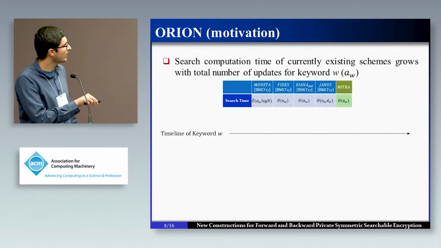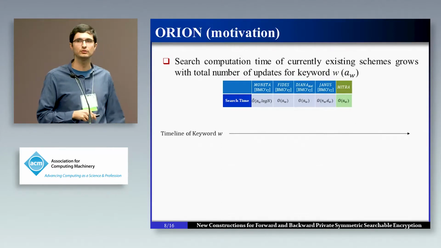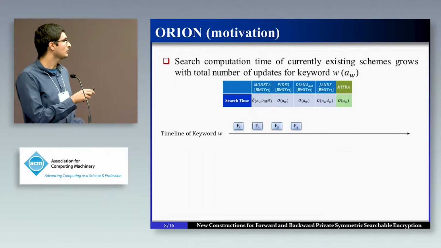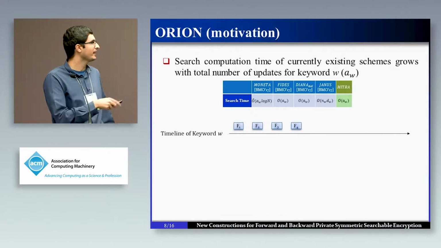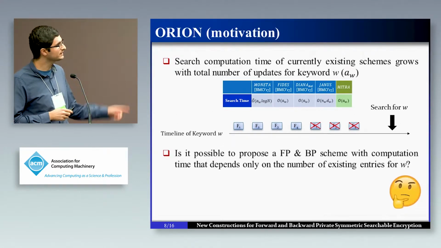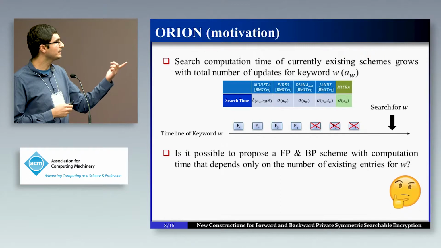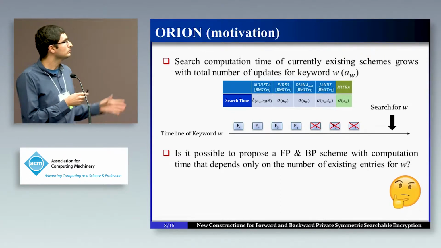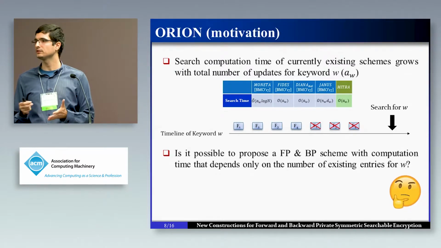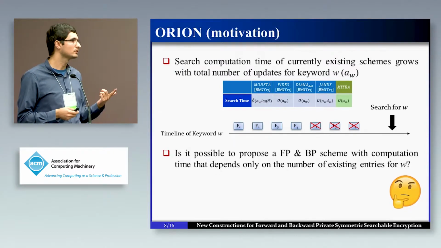Suppose we have the timeline of operations for keyword W. We add this keyword to some files, and after that, we remove all of these files except one. Finally, we execute a search for keyword W. At this point, the computation time is proportional to the total number of updates, while the result size is 1.